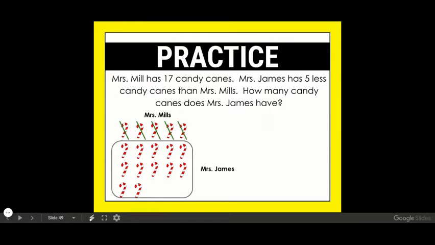So if I wanted to write a number sentence for this, I would start with my total, what Mrs. Mills had, and I would take away the 5. So I would start with 17 that Mrs. Mills had, minus the 5 less that Mrs. James had, and then I am left with 12.